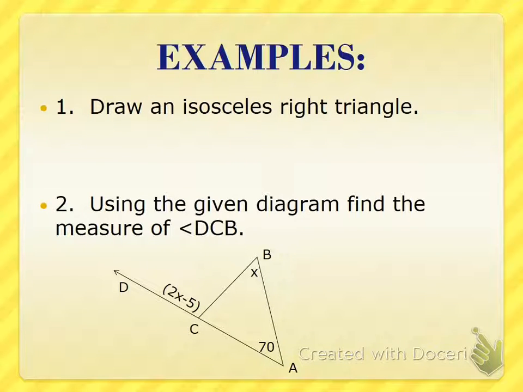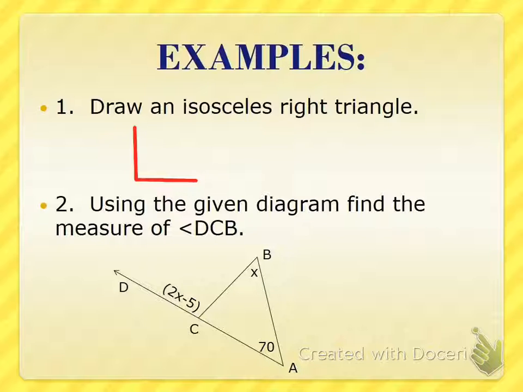On to our examples. First example is to draw an isosceles right triangle. So isosceles means what has to be true about it? Careful. Okay, at least two sides congruent. For it to be a right triangle, it's only going to be two sides congruent. So we need to have two congruent sides, and what else do we need to have in our triangle? A right angle.